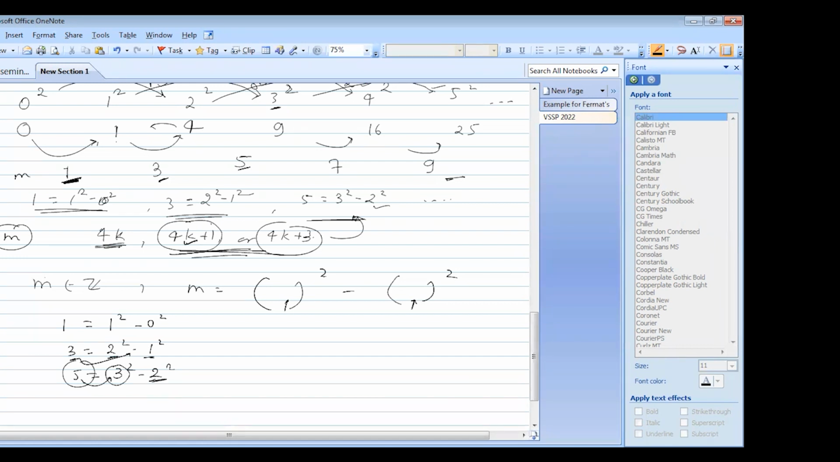And this is nothing but 2. I can do 2 into 2 plus 1, then I'm getting 5. So if I have 5, then here it is 5 plus 1 divided by 2. So here I can write m plus 1 divided by 2, and here I can write m minus 1 divided by 2. So if m is odd, in that case m plus 1 is an integer, and m minus 1 also belongs to integers. So this way we can represent.